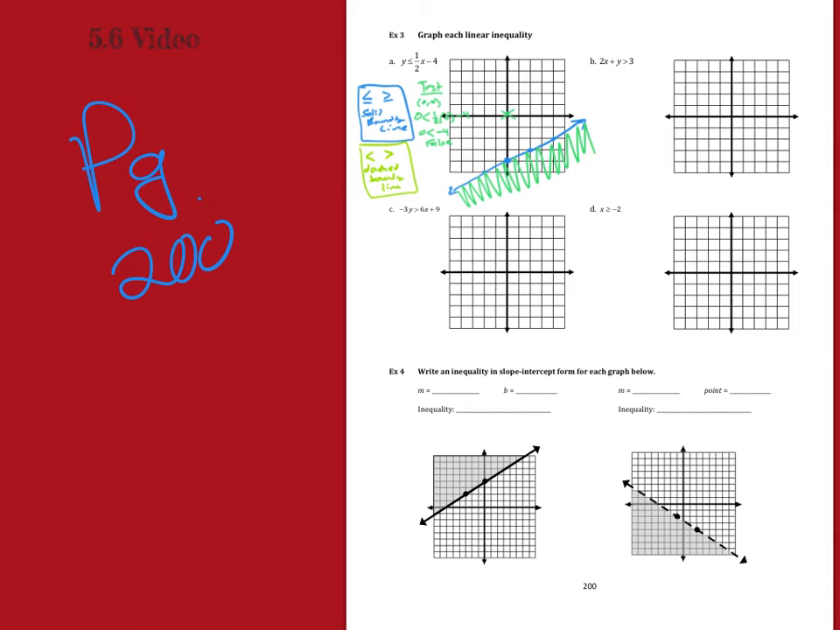All right, let's look at example B. In example B here, now it's not solved for y, so I'm going to do that first. Subtract 2x from both sides, and we get y is greater than negative 2x plus 3. Okay, so graph that, go to a y-intercept of 3, and then down 2 over 1.